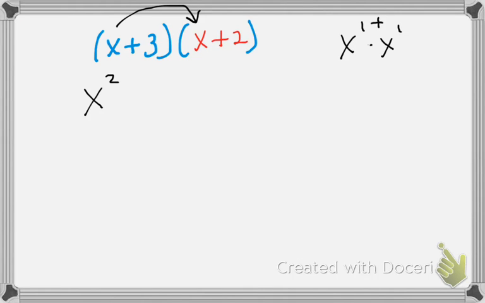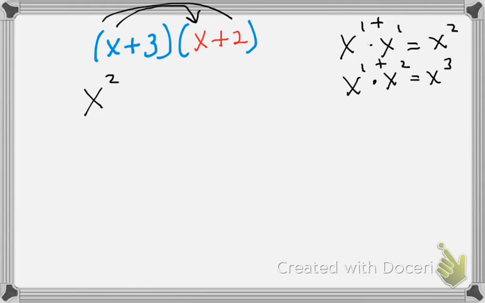And when you have the bases the same, like they are here, they're both x's, you add their exponents. So it's x squared. If I had x to the first times x to the second, adding the exponents would make it x to the third. So that's basically how it works. Alright, so anyway, I'm going to go back.